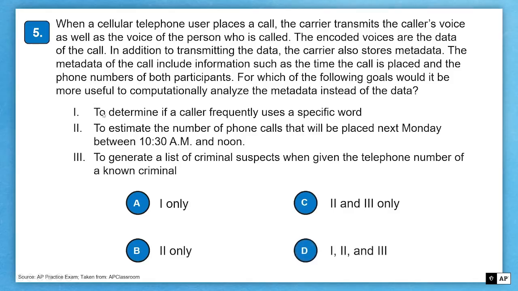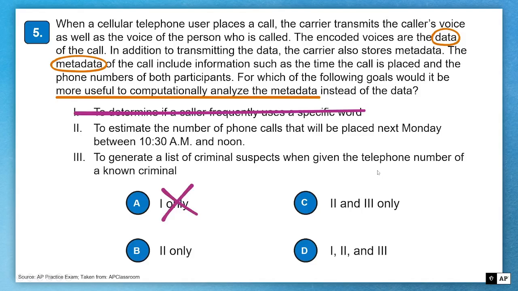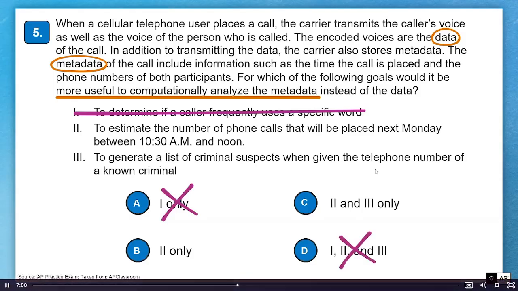Well, if I look at 1, remember, first of all, we're interested in knowing how the metadata can be used. So if I want to determine if a caller uses a specific word, well, that would come from the voice data. That's the actual data, not the metadata. So that immediately gets rid of A and D.